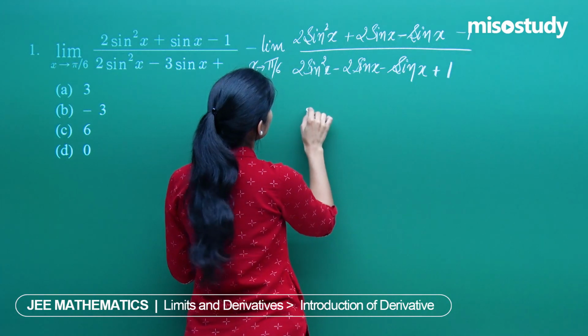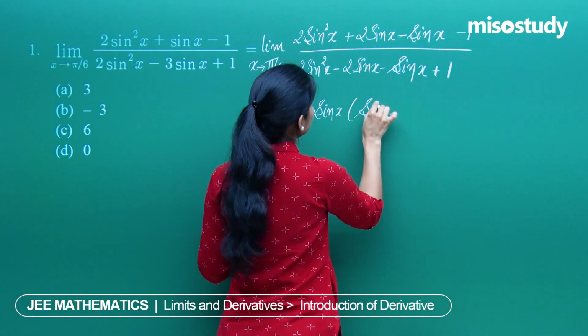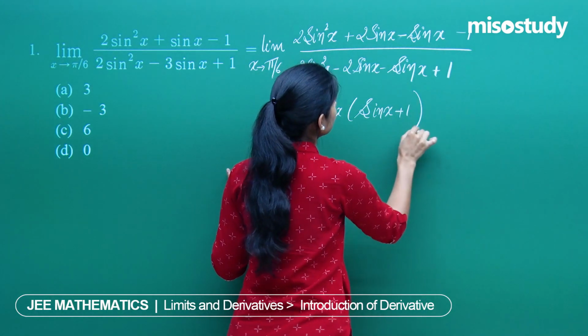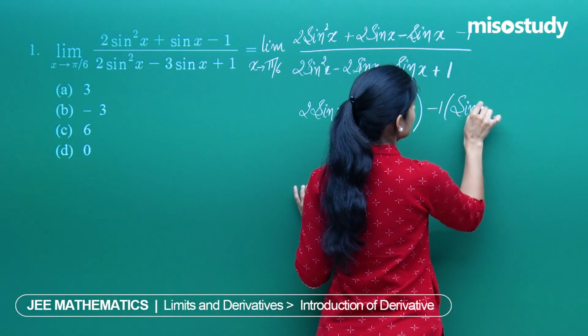So what happens in the numerator? Your 2 sine x comes out common. You are left with sine x plus 1 minus 1 sine x plus 1.